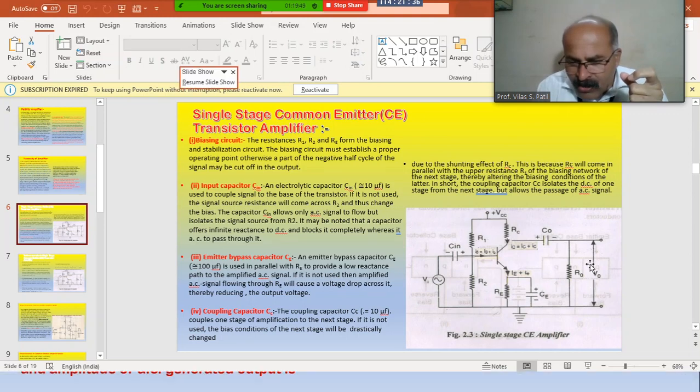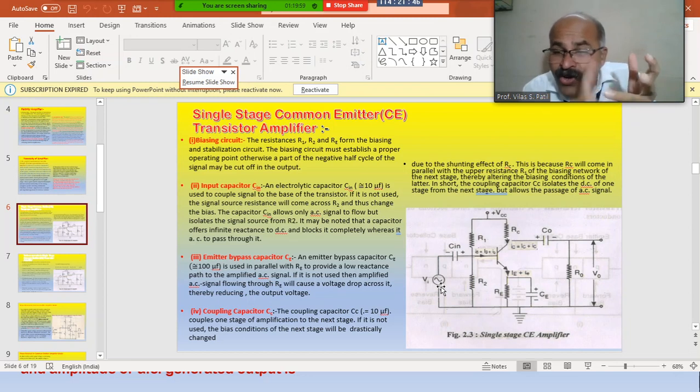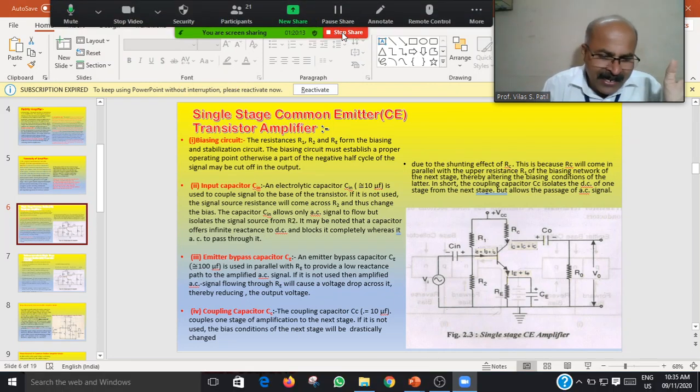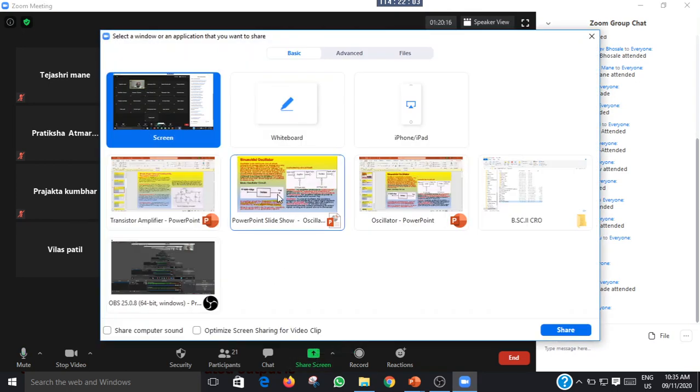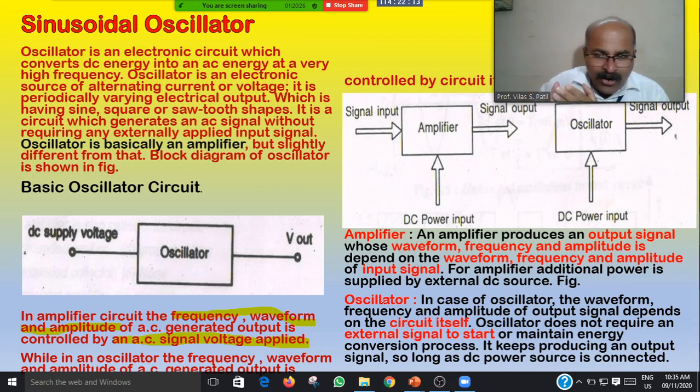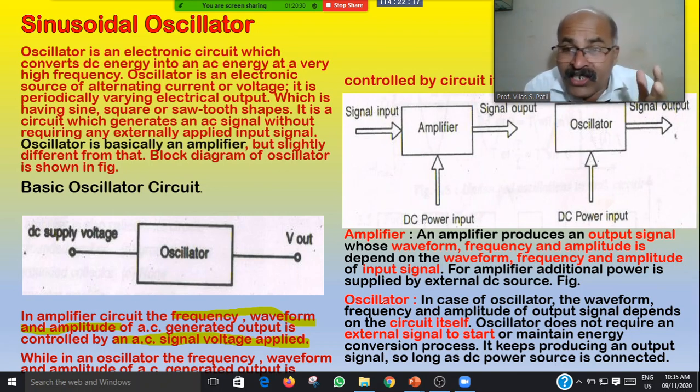हा जो आउटपुट आहे ना तो कशावर डिपेंड आहे मित्रांनो. That is, the output signal depends on the frequency, waveform, and amplitude of the input, एम्प्लिफायर मध्ये. पण मित्रांनो आपल्याला माहित आहे ऑसिलेटर मध्ये ते सगळं वेगळं आहे. एम्प्लिफायर मध्ये आउटपुट सिग्नलचा वेवफॉर्म, फ्रिक्वेन्सी आणि एम्प्लिट्यूड ही कशावर डिपेंडंट असते? इनपुट सिग्नलचा वेवफॉर्म, फ्रिक्वेन्सी आणि एम्प्लिट्यूड वर डिपेंडंट आहे.